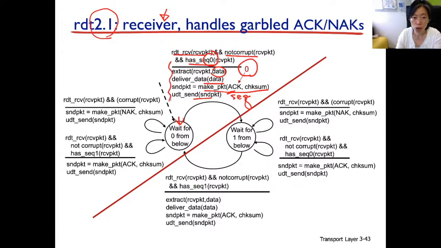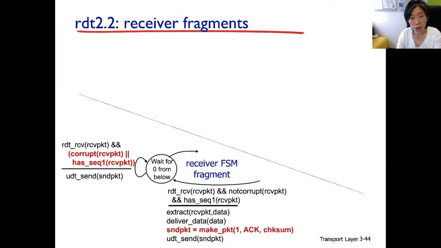Once we finish all the actions, we finish the transition and move to the next state, wait for 1 from below. If we get packet 1 coming in, passing these conditions, so indeed carrying sequence number 1 in this data packet, then similarly, we take the data out, generate ACK, and send it out. And here, the ACK sequence number will be what? Data 1, the sequence number we just received. So as a result, we can conclude the receiver side of RDT 2.2 should look more like this.